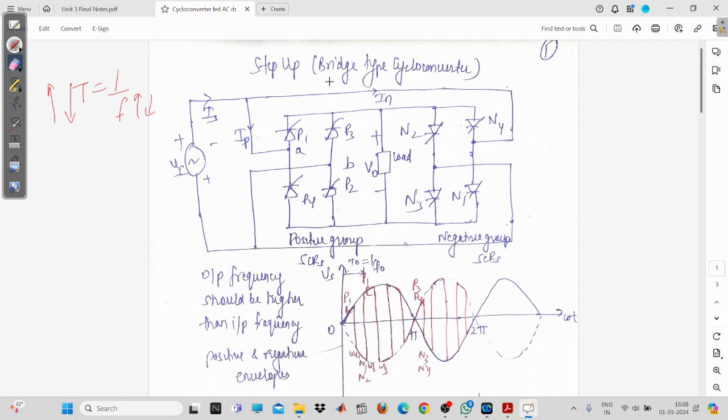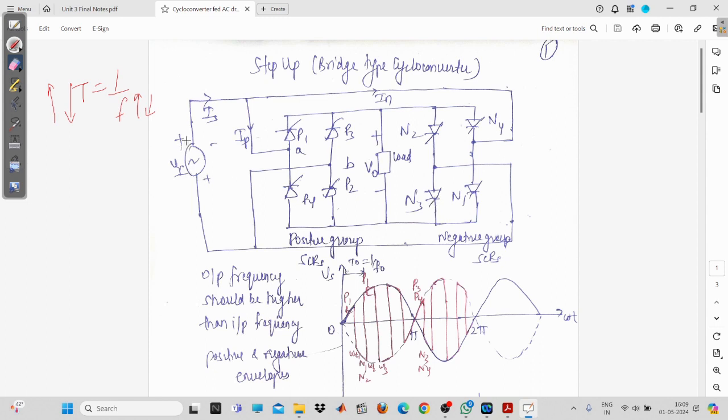Now, this is the cycloconverter. This one is the positive group. As you know, this is a bridge type version, and again this is the negative group. It looks like they are in anti-parallel connection, they are in the anti-parallel form. There are four SCRs, that is P1, P2, P3 and P4. Similarly you will have the negative group of SCRs.